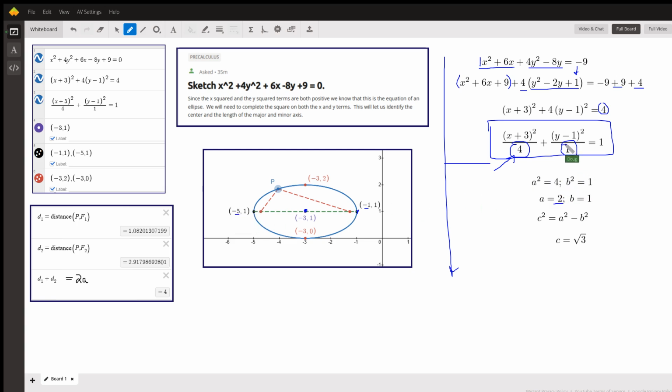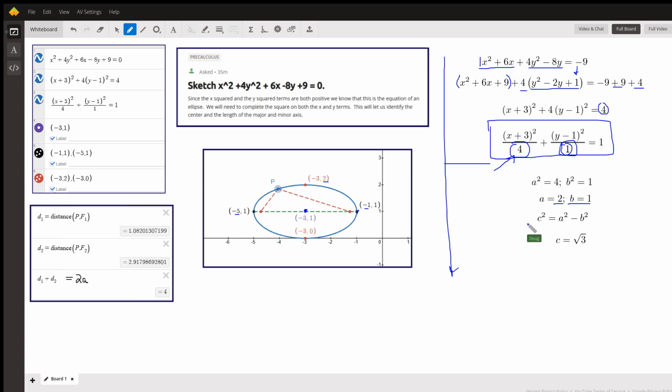And if this is b squared, then b is 1. B is the distance from the center to one of the minor vertices. So 1 plus 1 gives you 2. 1 minus 1 gives you 0. And that allows you to sketch the ellipse.